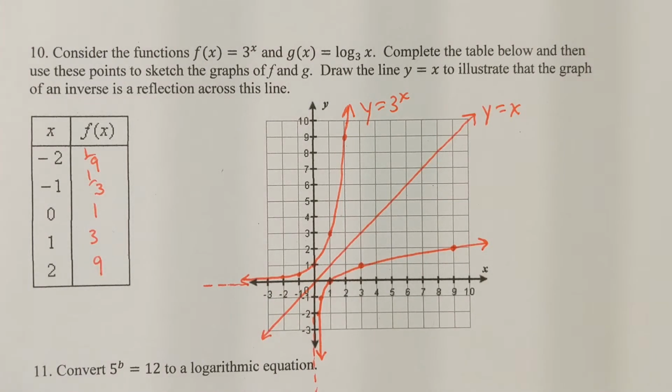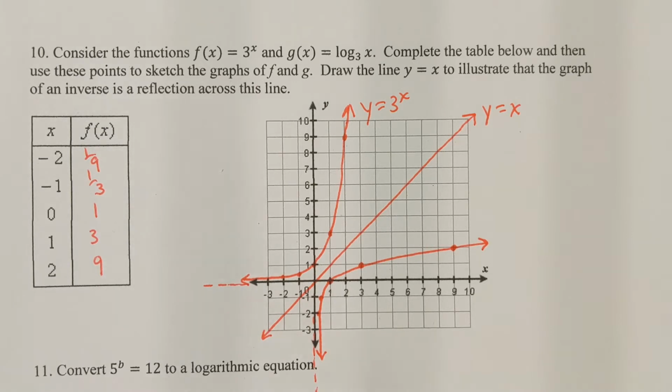All right, we'll get back to the topic 7 notes. We're on problem 10. Problem 10 is really where the logarithmic stuff begins in chapter 5 for the 115 class. It says, consider the functions f of x equal 3 to the x and g of x equal log base 3 of x. Complete the table and then use the points to sketch the graphs of f and g.